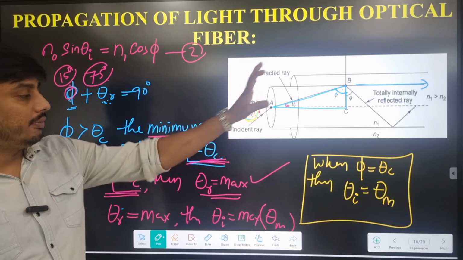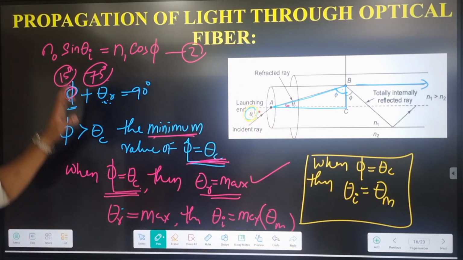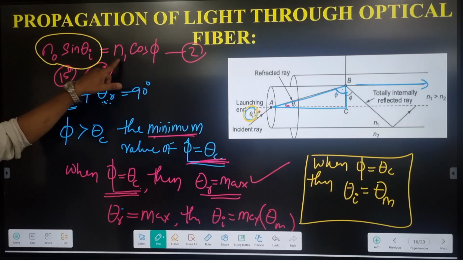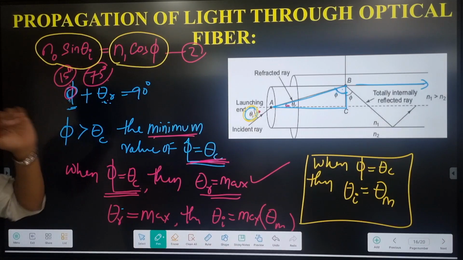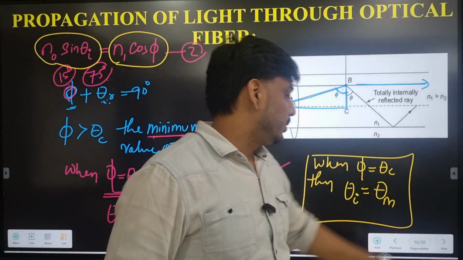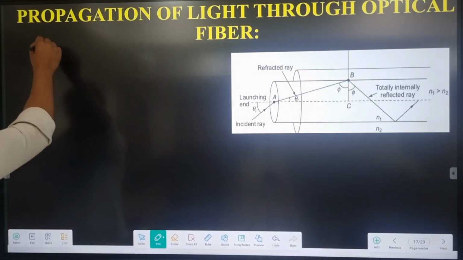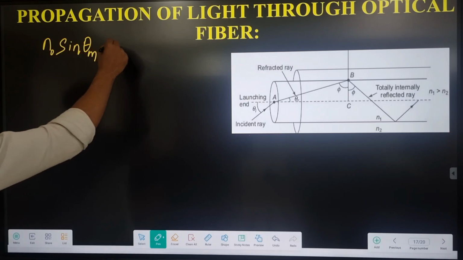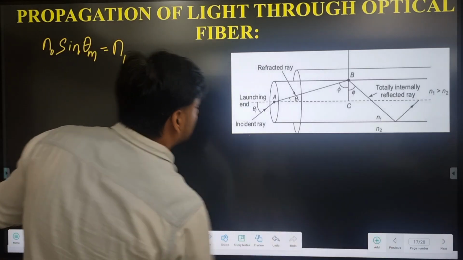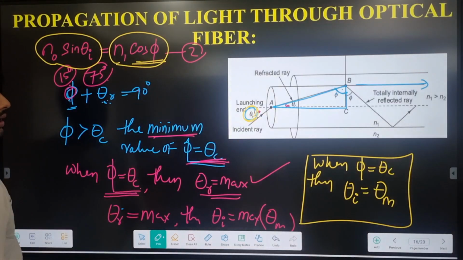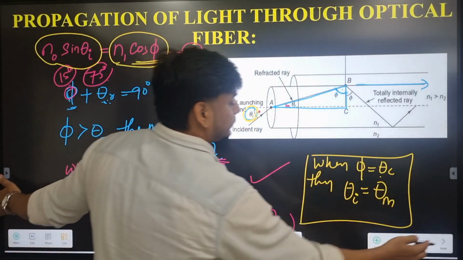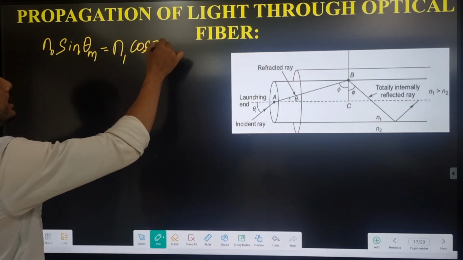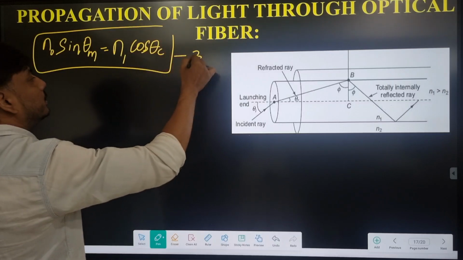Now we have to use the value of phi and theta i in equation number 2. In equation 2 you can see n0 sin theta i equals n1 cos phi. Clear? Now we have to use that here. So once we use it in equation 2, we get n0 sin theta m equals n1 cos phi. In place of phi we can write theta c, so cos theta c. Equation number 3.